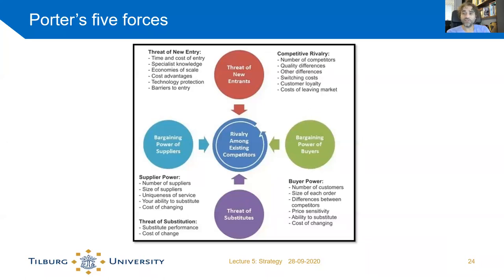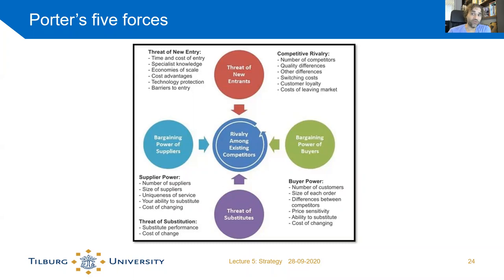The threat of new entrants, that's also pretty easy. Threat of new entrants is other people who may enter the same market. So are there any other companies who start their own line of eco-friendly peanut butter? I'll come to that later on. So that's new entrants.